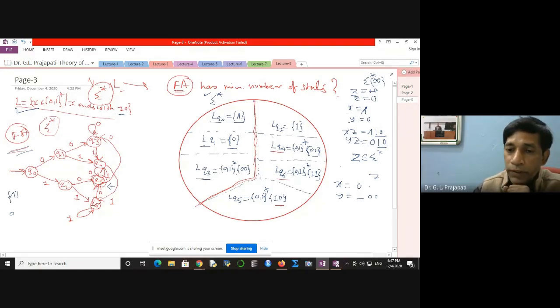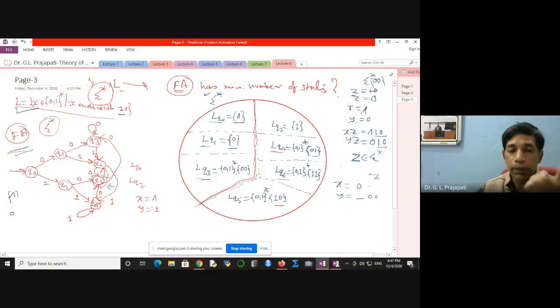So you will find that this is also one equivalence class, but you can distinguish the strings from this set and this set, meaning LQ0 and LQ2. Like here, LQ0 contains the null string and LQ2 contains the string, say y, which is 1.